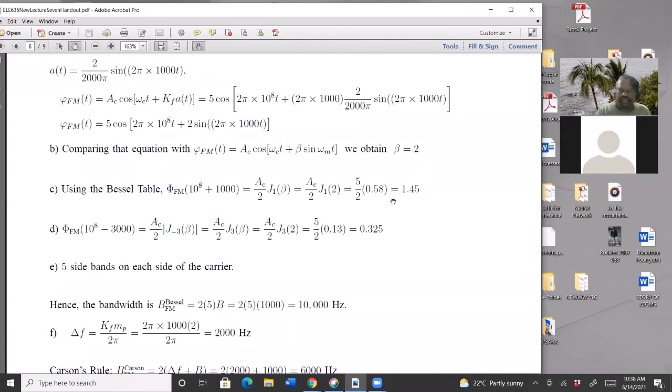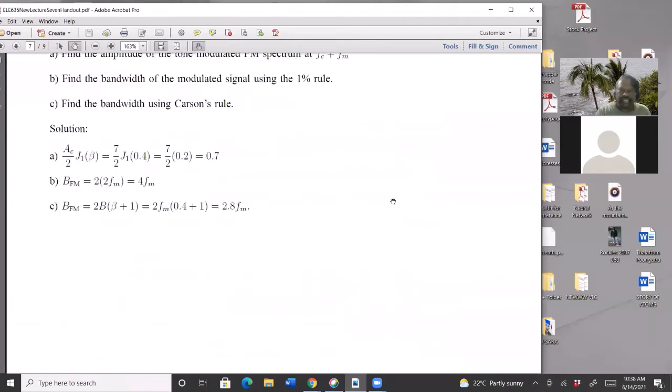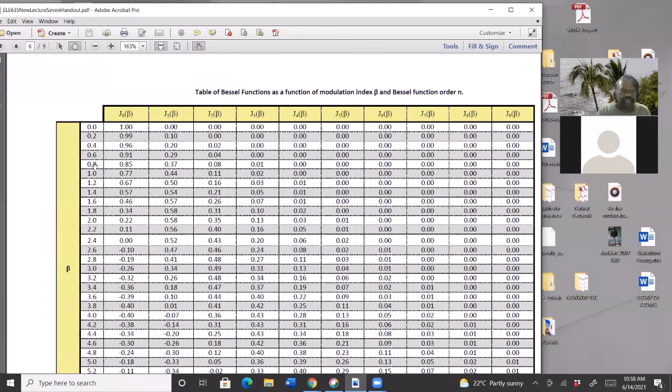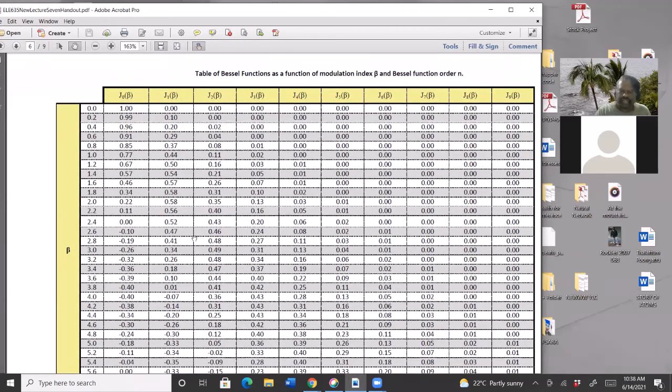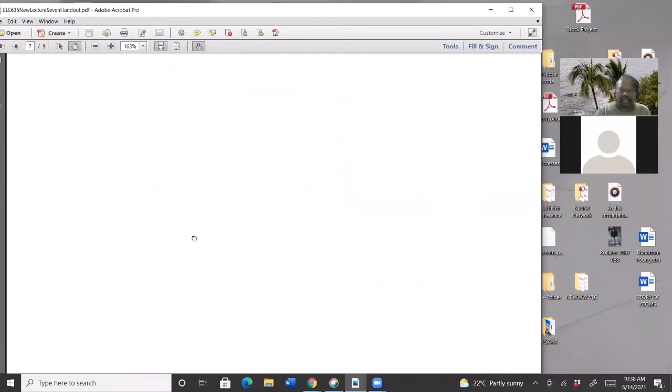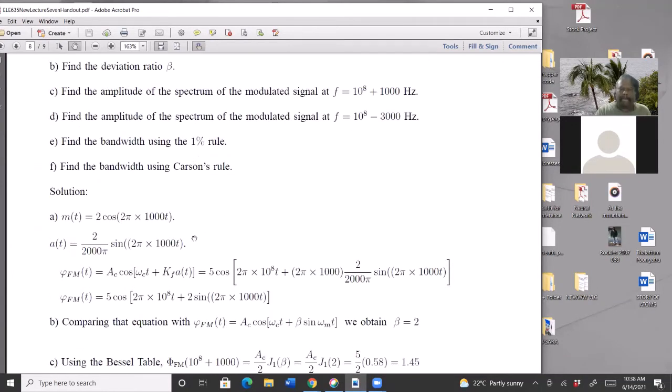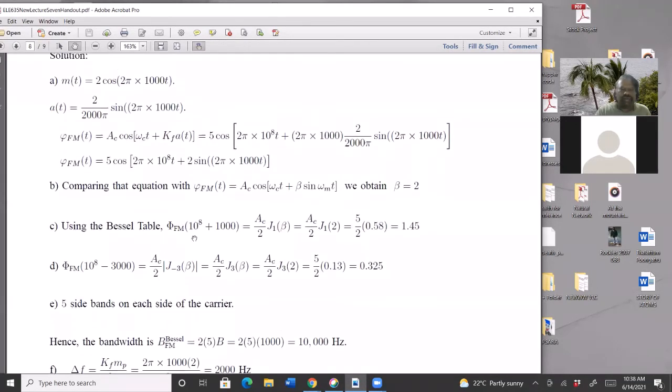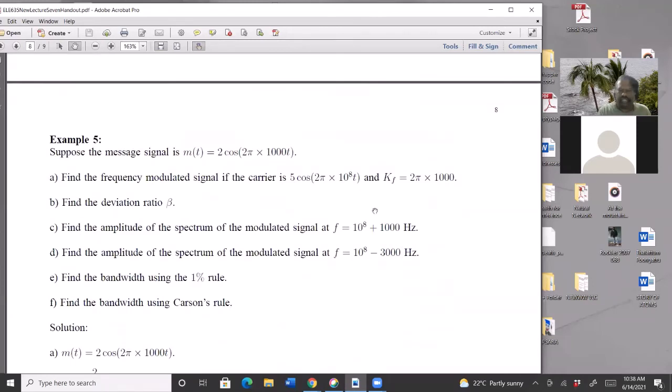Let me show you J1 at 2 again in the Bessel table. J1 at 2. So where is 2? 2 is here. J1 is 0.58. Okay, this is J0, this is J1. So that finishes that part. We have calculated the amplitude of the spectrum at this point.